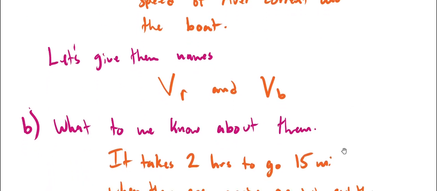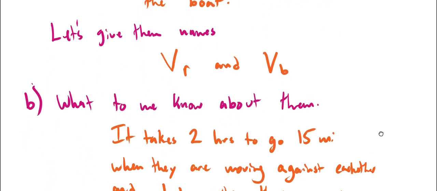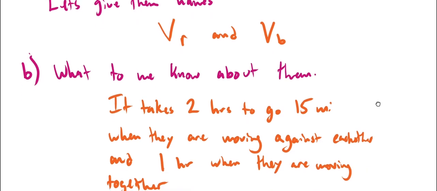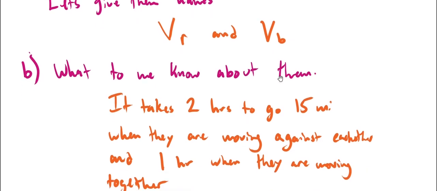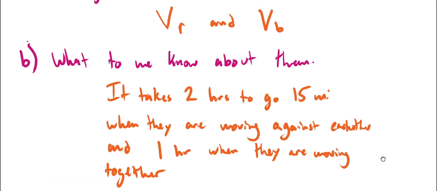And now, what do we know about them? We want to encode that fact about upstream and downstream movement. It says that it takes 2 hours to go 15 miles when they're moving against each other, and 1 hour only to go those 15 miles when they're moving with each other. So when they sort of reinforce each other, when you're not fighting the stream, when you're going downstream, it only takes you an hour. But if you have to fight against the current, it takes 2 hours. So can we figure out just with that what is the speed of each one?